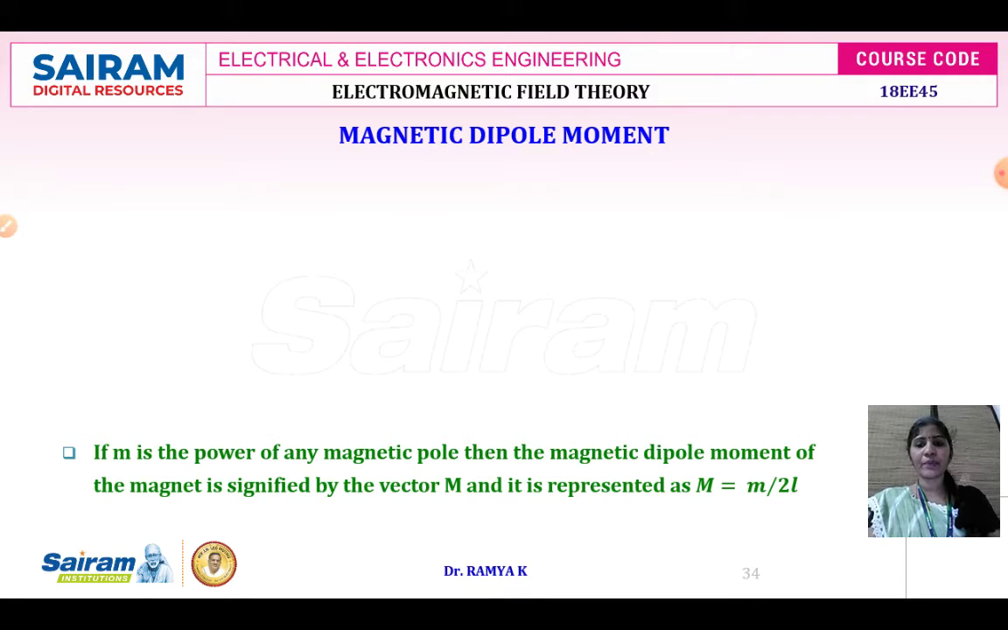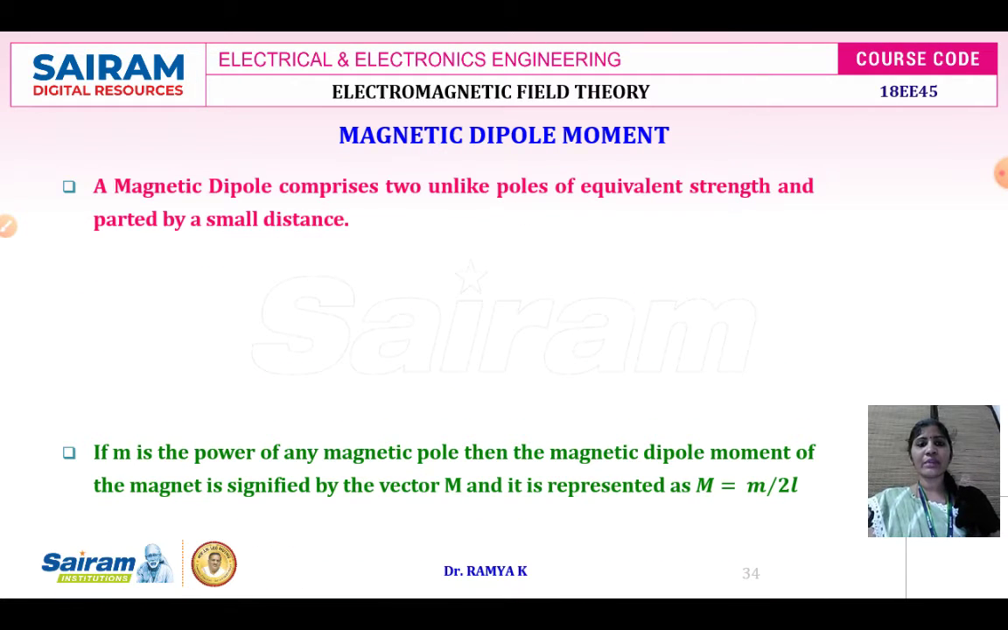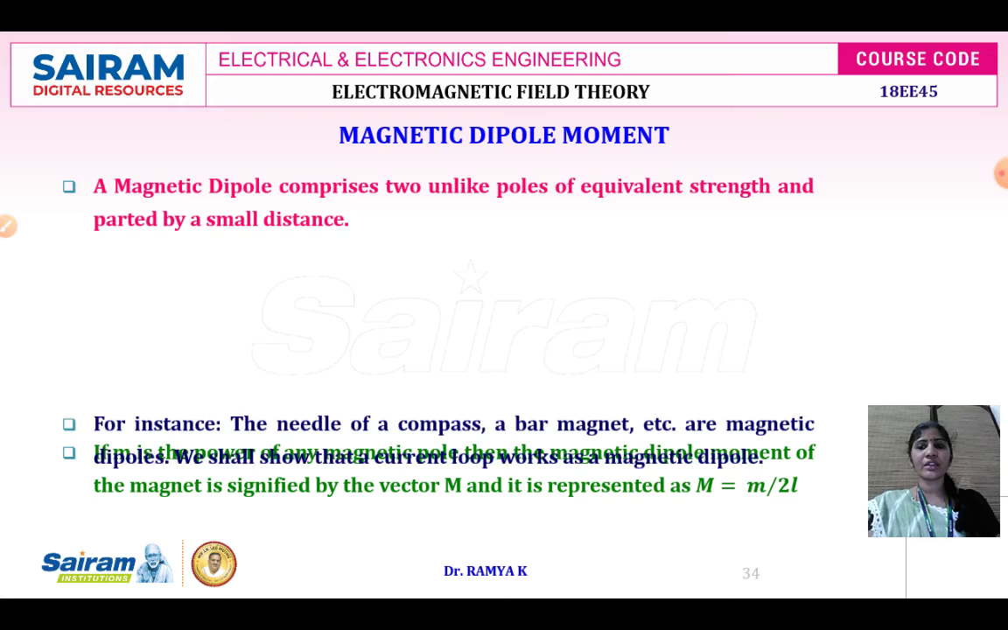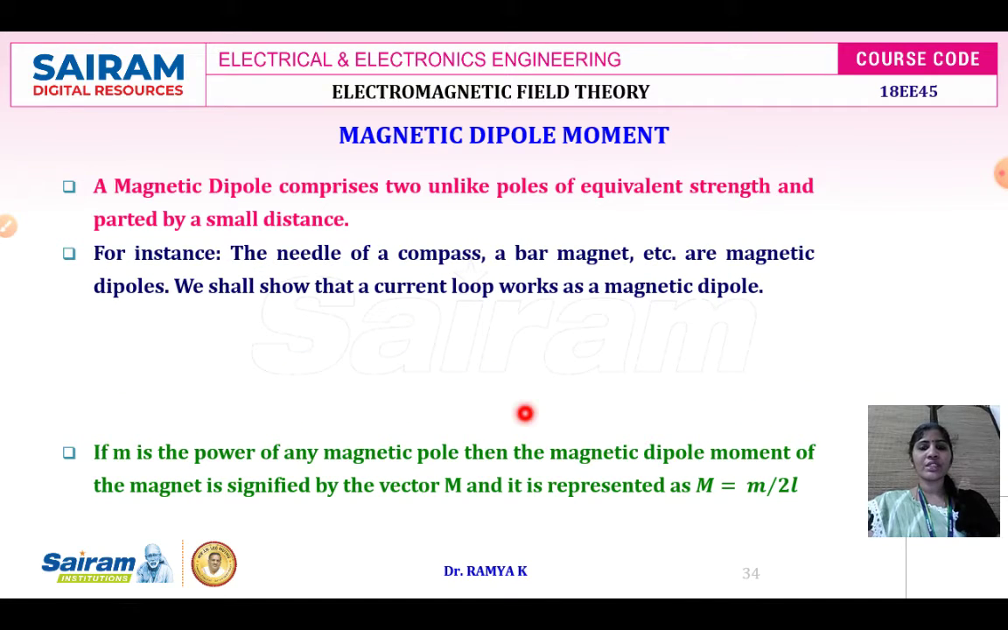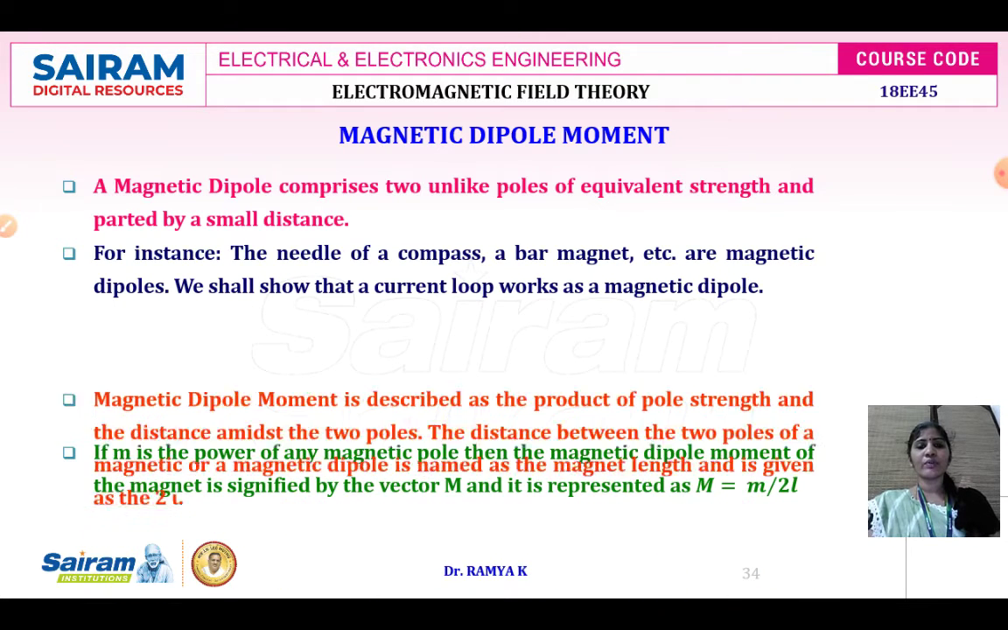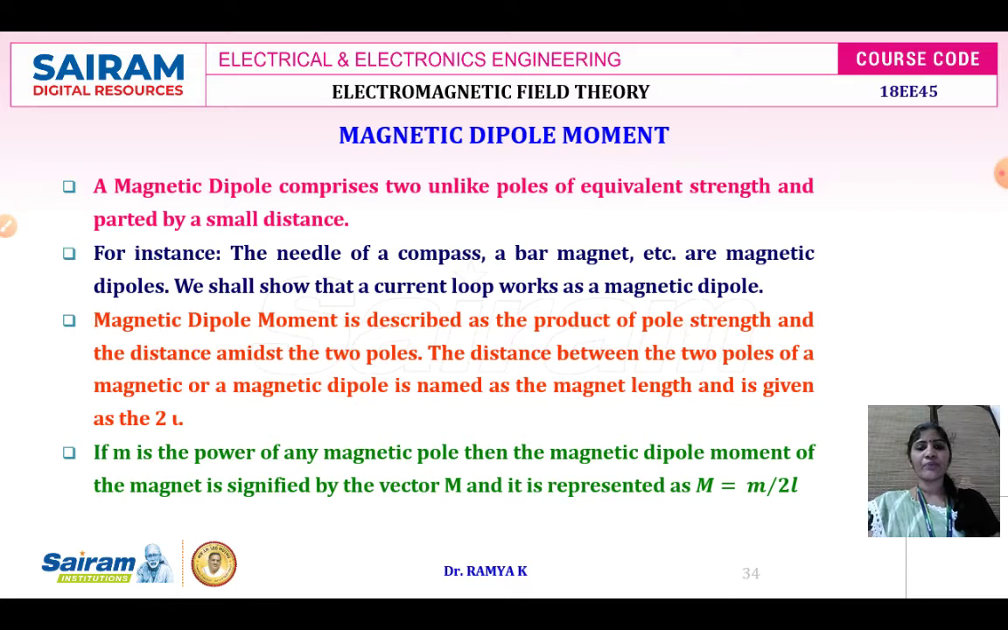Magnetic dipole moment. In general, we can say the magnetic dipole moment M is equal to m divided by 2L. Now we'll see what is meant by a magnetic dipole moment. A magnetic dipole is like two unlike poles of equal strength separated by a small distance. For instance, the needle of a compass or a bar magnet acts as a magnetic dipole, and a current loop also works as a magnetic dipole.